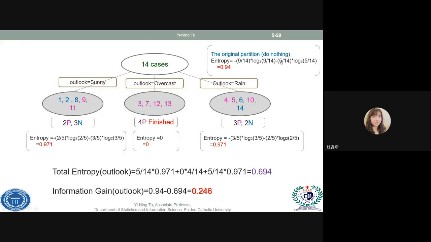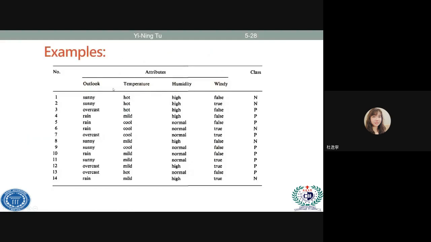5 are no play, 9 are play, right? Okay, so originally, if you do nothing, the entropy will be this. This you can compute with Excel. This is the value.